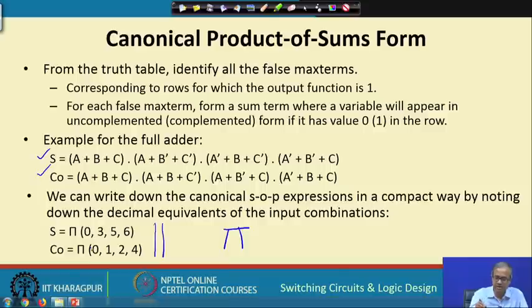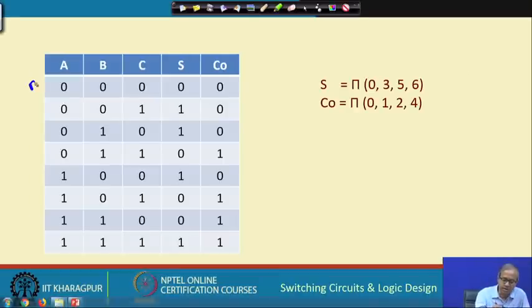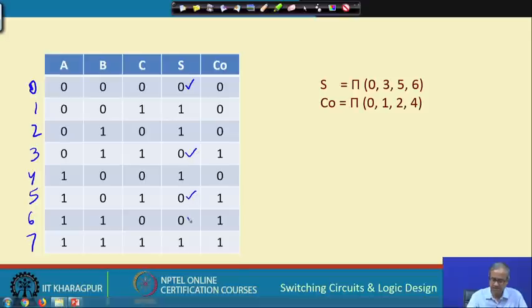So, again by noting down the decimal equivalents. Let us see from the truth table once again. Here if you again note down the decimal equivalents 2, 3, 4, 5, 6 and 7. So, sum will be 0 for 0, 3, 5 and 6, and carry will be 0 for 0, 1, 2 and 4. So, you see this is a very simple way in which starting from the truth table I can directly write down a sum of products or a product of sums expression which is canonical. Canonical means it consists of either a sum of some minterms or a product of some maxterms. This, as I said, is called canonical representation.